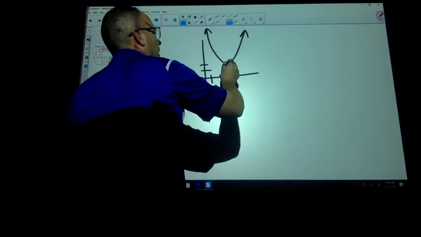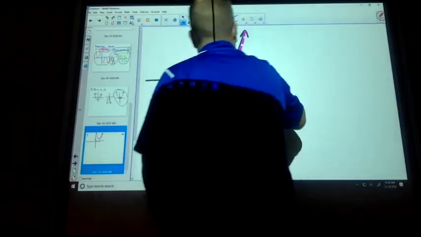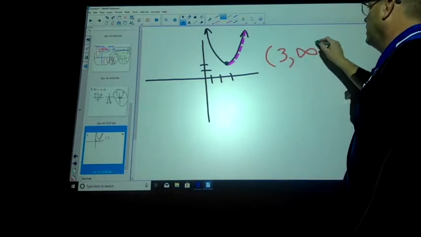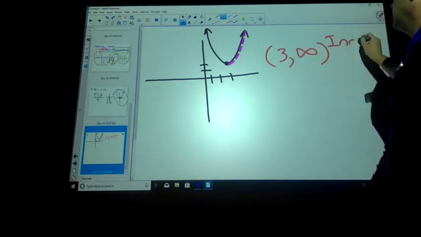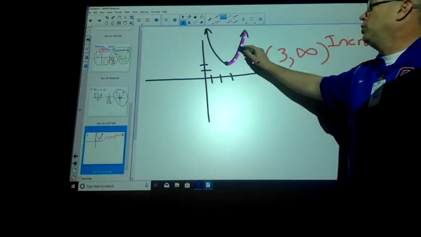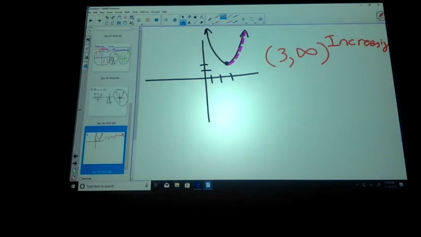Okay, so from here to here, it's increasing. 3 to positive infinity. Yeah, so it's rounded bracket 3 to infinity. That's where the graph is increasing. Remember, if it's increasing, that means if I pick any 2 points along that region, my slope will be positive. That's what you're looking at.